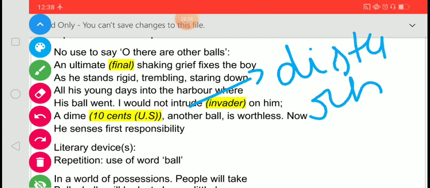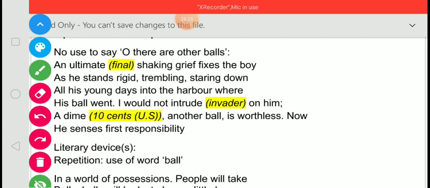disturb. So here the poet says that I won't disturb him. I am not going to disturb the boy. I am not going to invade the boy. It is not invader, it is invade. So I would not disturb the boy.